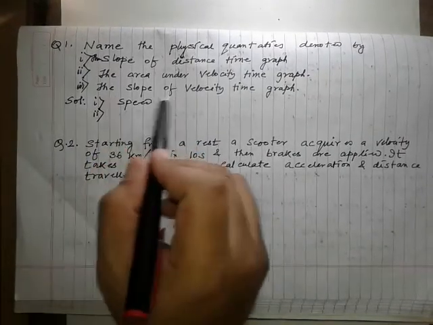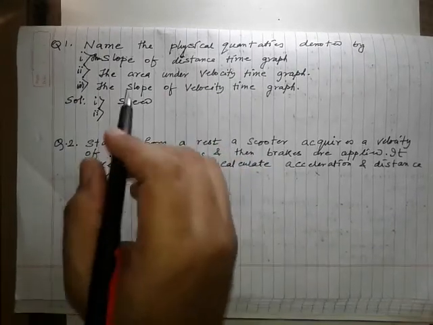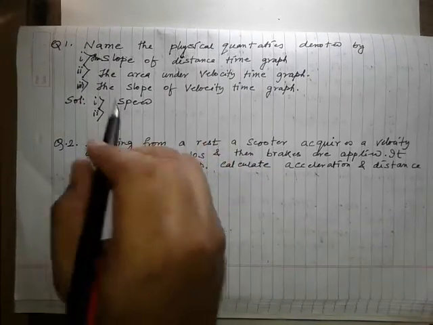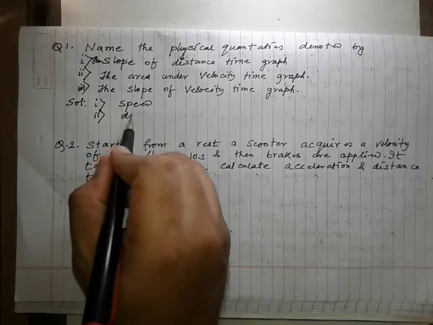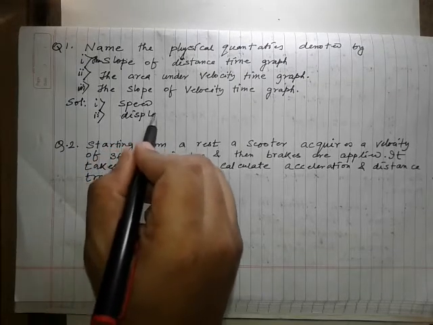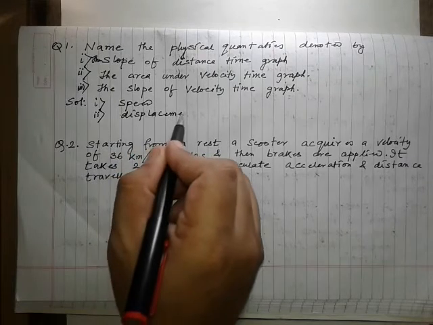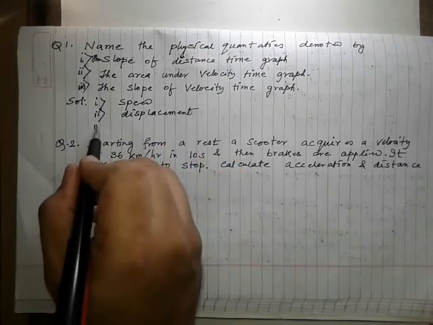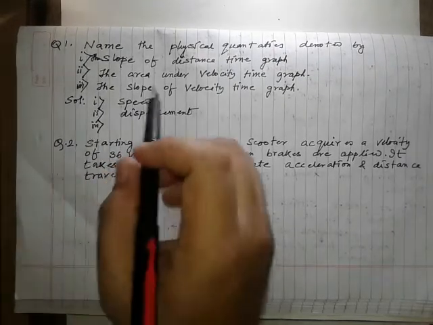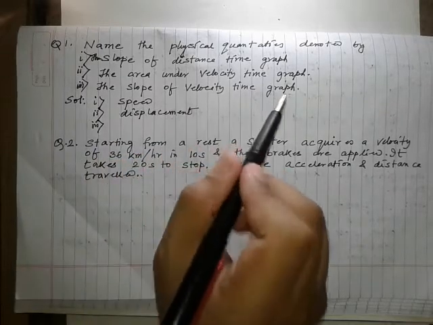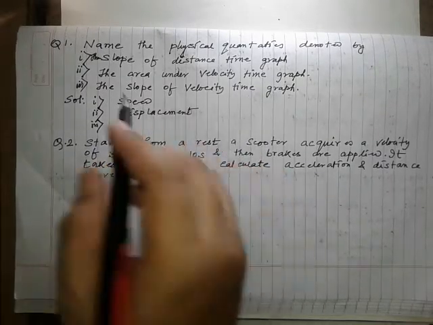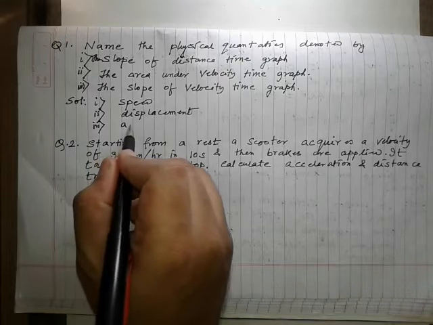Number 2, the area under velocity time graph. The area under velocity time graph is displacement. The slope of velocity time graph. The slope of velocity time graph is acceleration.